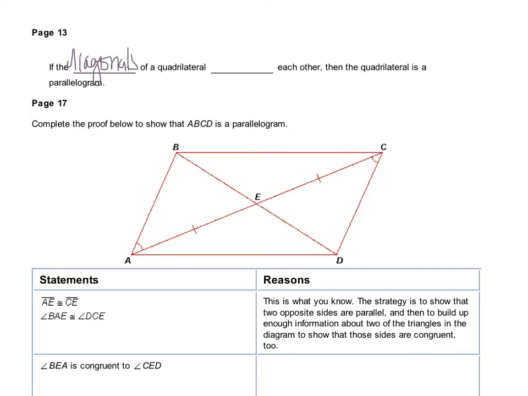All right, and the last statement says that if the diagonals of a quadrilateral bisect each other, then the quadrilateral is a parallelogram. So if I have a quadrilateral with my diagonals drawn in, and I'm told that this half and this half are the same, and this half and this half are the same, then it, by definition, must be a parallelogram.